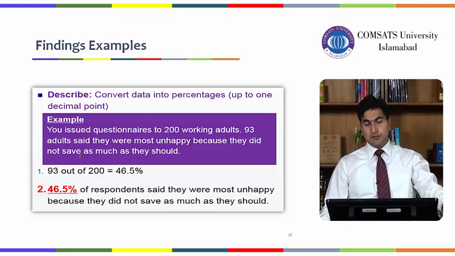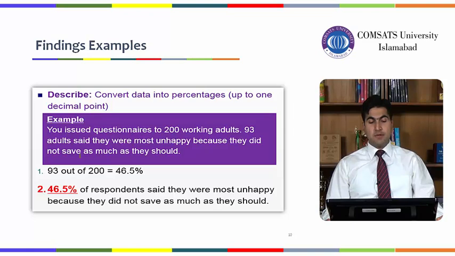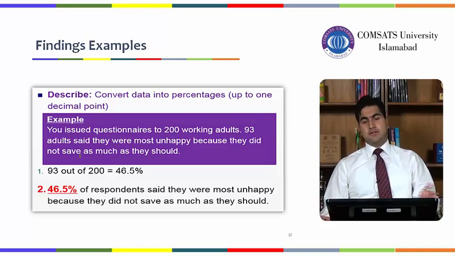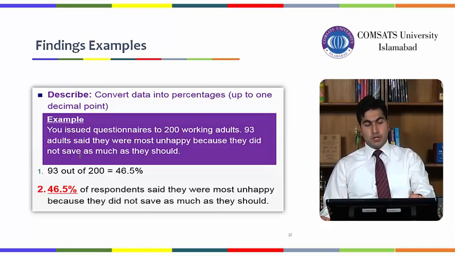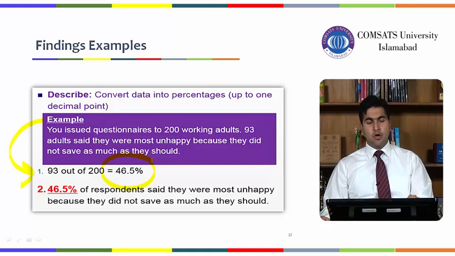For example, you issued questionnaires to 200 working adults. 93 adults said they were most unhappy because they did not save as much as they should. So out of 200 working adults, 93 have said it in this way. But if you convert it, 93 out of 200 makes it this in quantified form, and then you write it as 46.5% of the respondents said they were most unhappy because they did not save as much as they should.